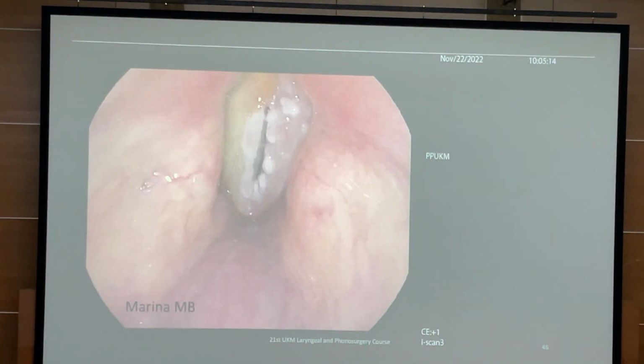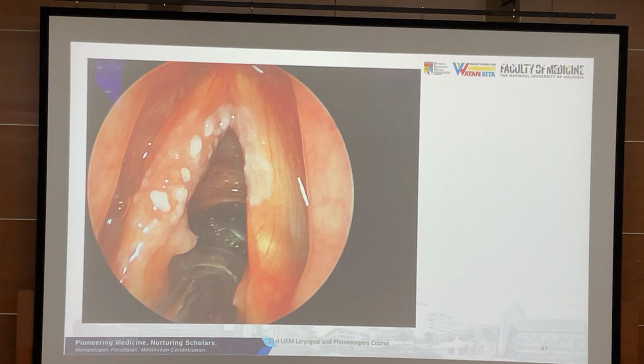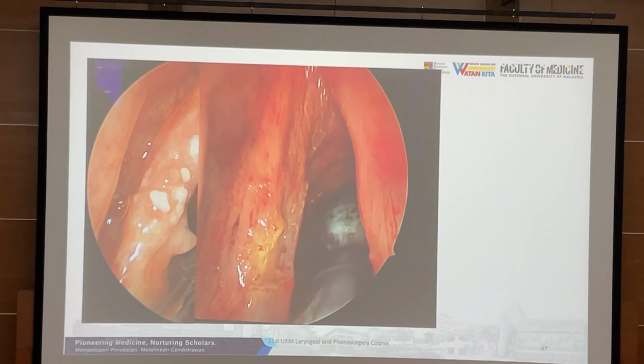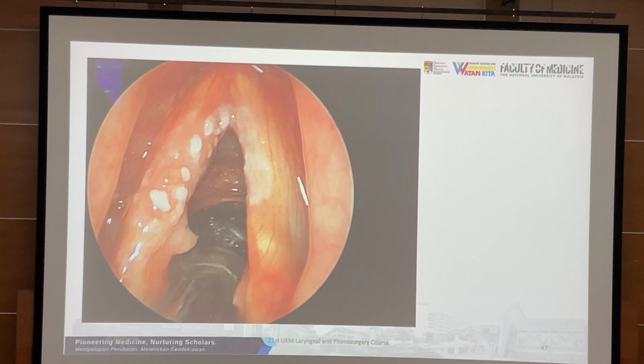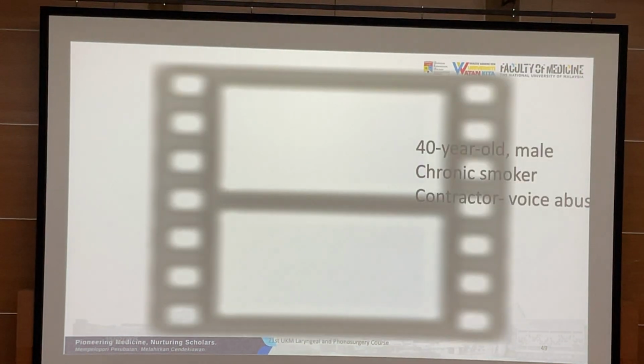So in this case, you combine the iScan findings, the vascular pattern, and the stroboscopy, you can confidently tell the patient that most likely this is a malignant lesion and it has evolved deeper than just the Reinke edema. It has, not Reinke edema, Reinke space, okay? And this patient underwent surgery, type 2 cordectomy, and it turned out to be squamous cell carcinoma.